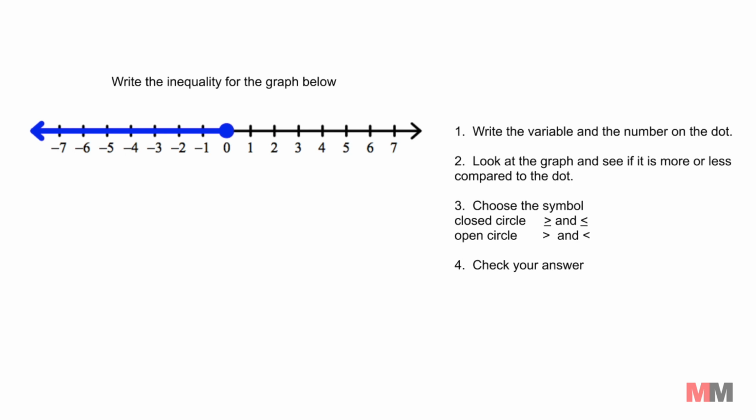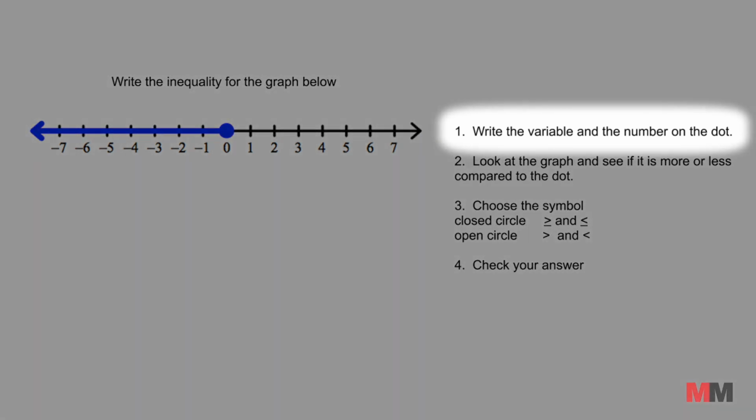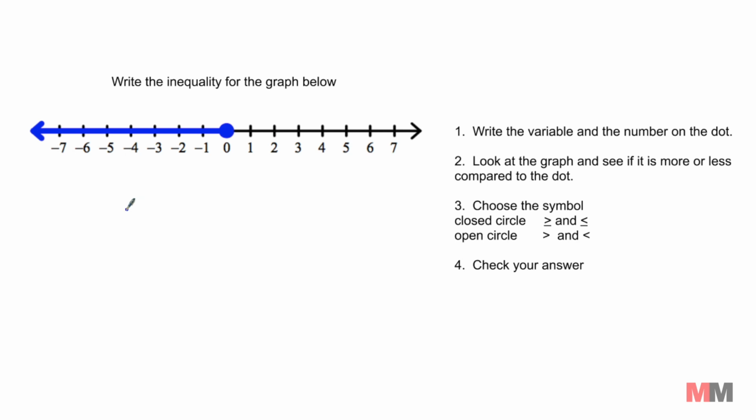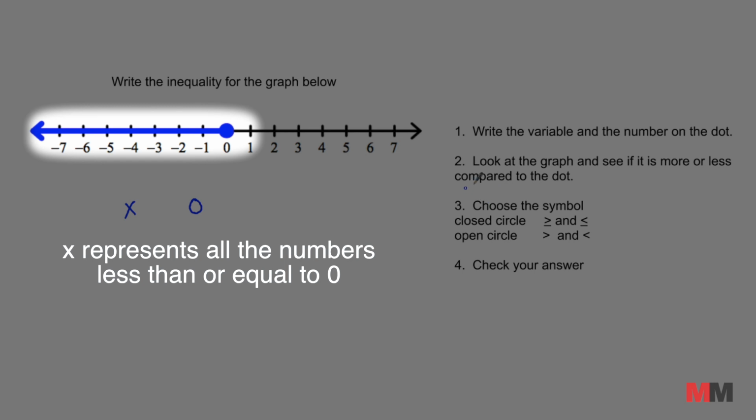It pretty much works the same way. We're gonna start with a variable. It doesn't matter what you choose. Write the variable and the number on the dot. So we're gonna write x. Let's just keep it x and the number on the dot with 0. Look at the graph and see if it's more or less compared to the dot. And that is all the numbers less.